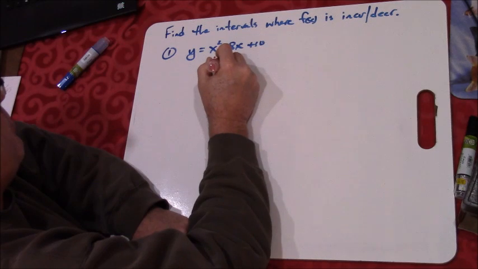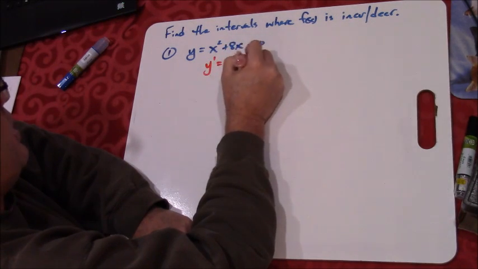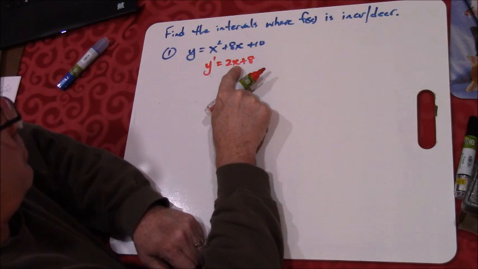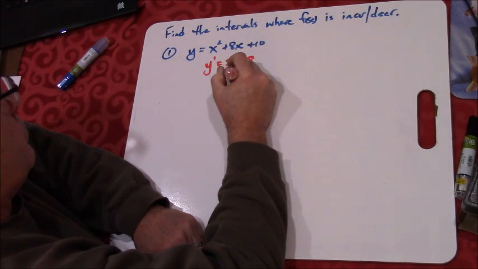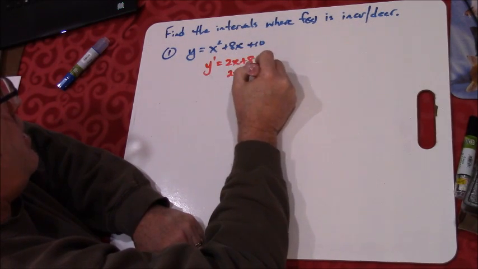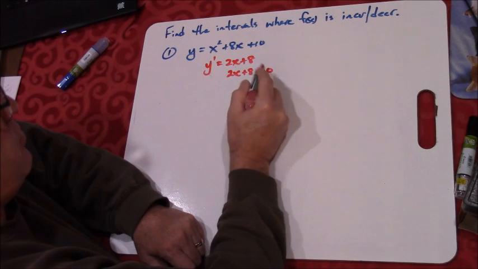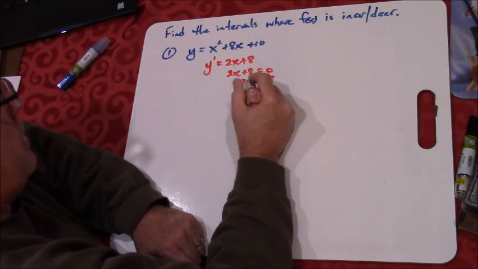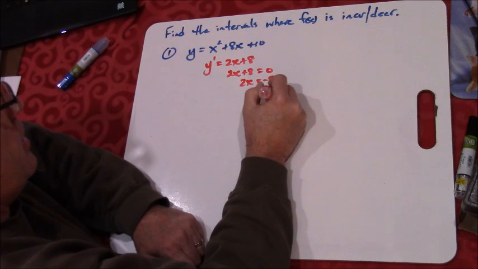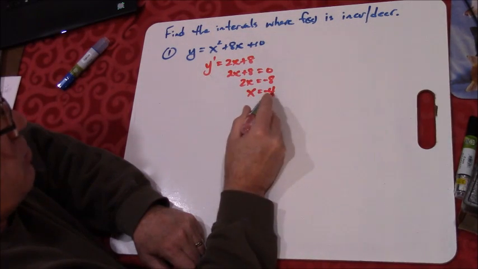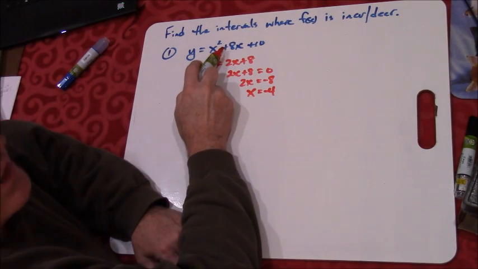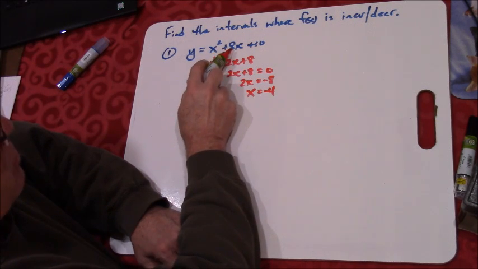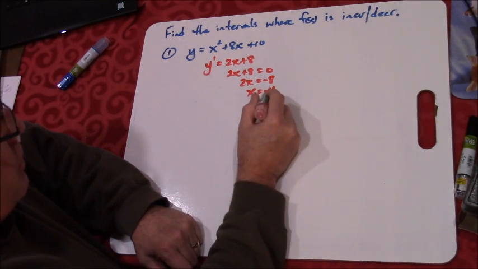So y prime is going to equal 2x plus 8. And then I'm going to set that equal to 0 to find my critical numbers. So 2x plus 8 equals 0. If I move 8 over, it becomes negative. Divide by 2, x equals negative 4. That's my critical number. And it's not undefined anywhere. Okay? There's no way to make the denominator equal 0 here. So this is my only critical number.